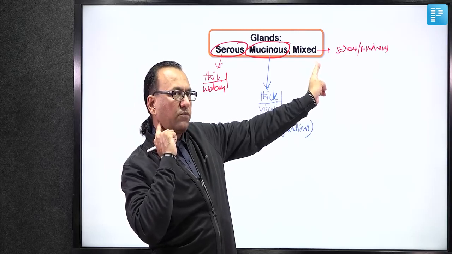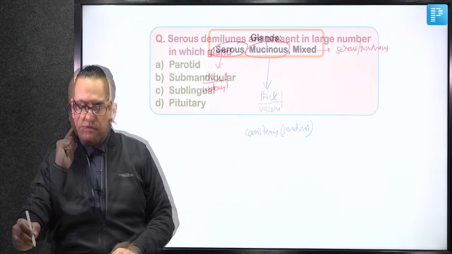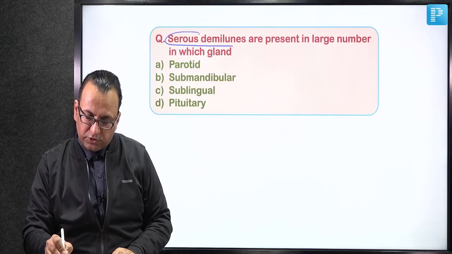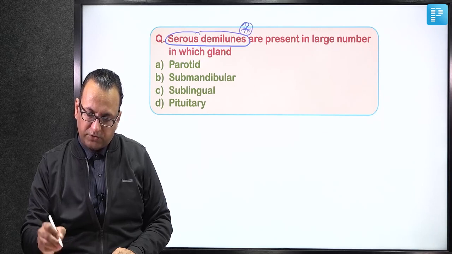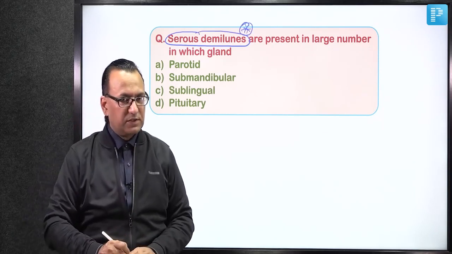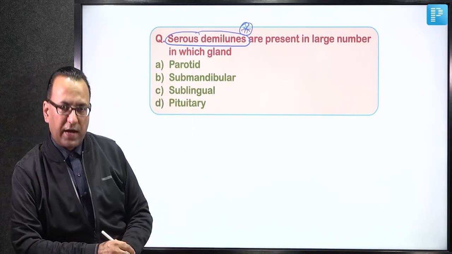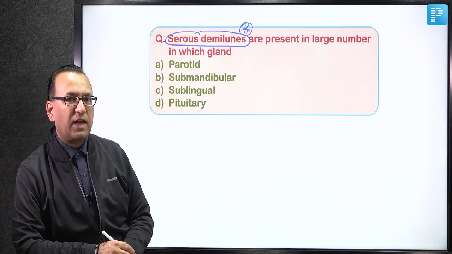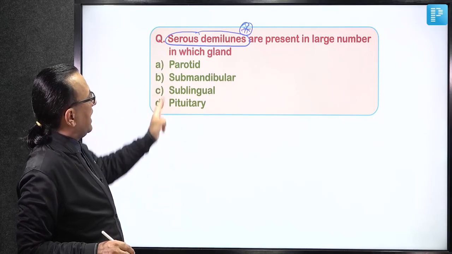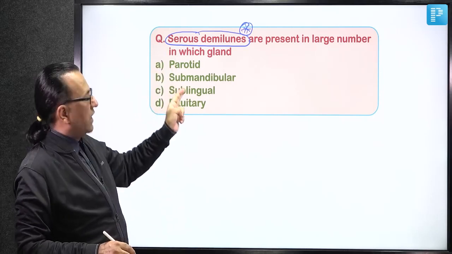We have got a question for that. Let us look at the question here. Where do we get the serous demilunes? Now, before we talk about the structure of serous demilune, where are they present? And as you can see, we have already mentioned serous demilunes will be found in the mixed type of salivary gland, and that is why we have to take our answer as choice D, under the mandible.